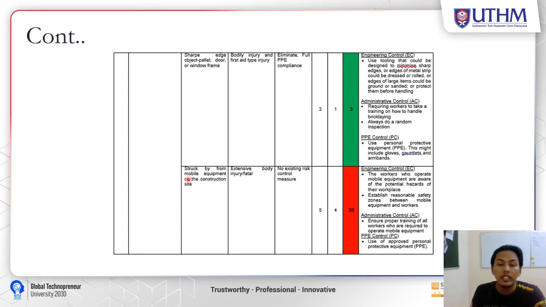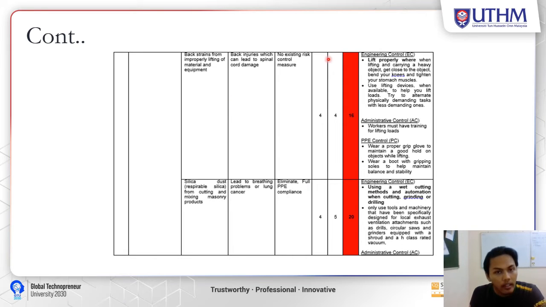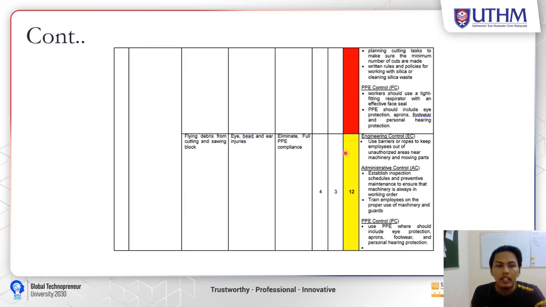And then the workers possibly being struck by mobile equipment on the construction site, which can cause body injury, and that was really high risk, which is a 20 score, needs the controls. And then another high risk hazards, which are back strains and the silica dust, where the back strains will lead to spinal cord damage and the silica dust will lead to breathing problems. And then the flying debris, which is medium risk, needs controls too.